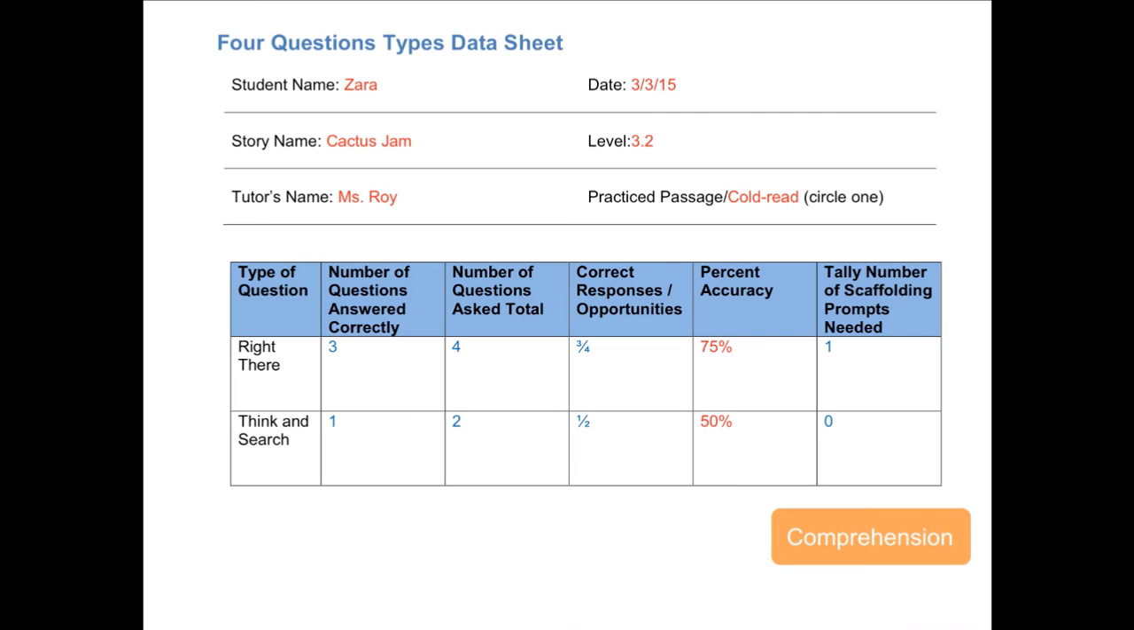Not all question types may be addressed when first teaching the strategies. Adjust instruction based on both accuracy and independence. Once students can independently answer a few of the question types with a high level of accuracy, 90% or above, either on practiced or cold reads, begin to work on the other types of questions.